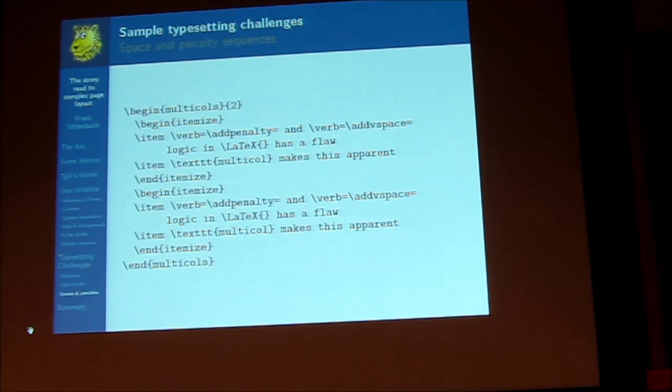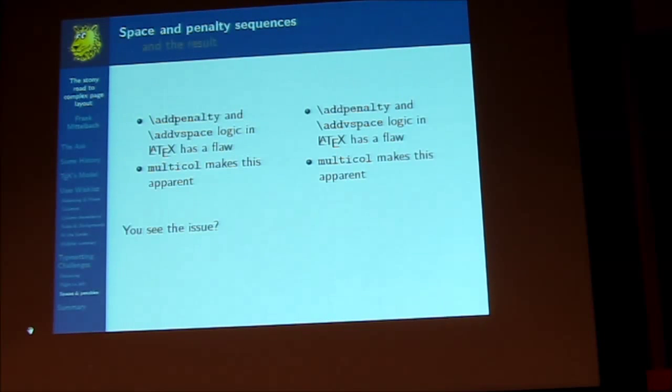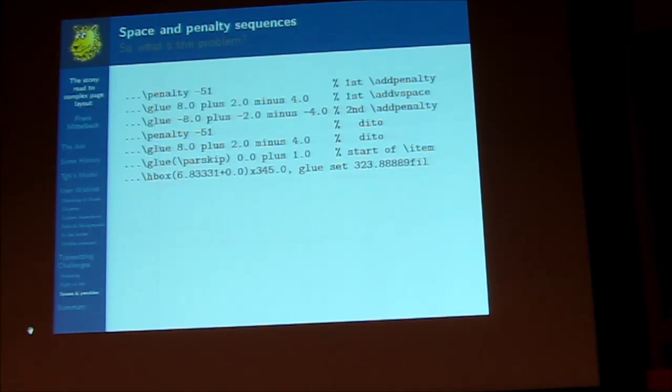So the second one is space and penalty. That was a nice one. This is really wrong. Look at this, this is the output. You see an issue? No? Well, same text on both sides, different positioning. And this puzzled me a little bit when I saw that.